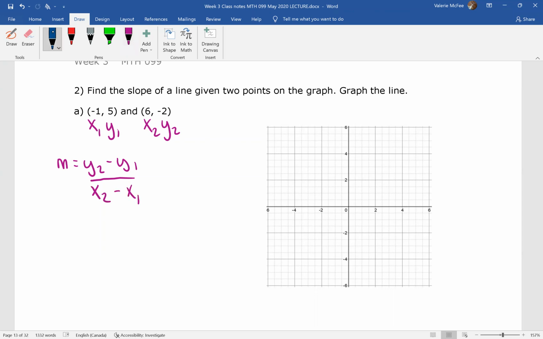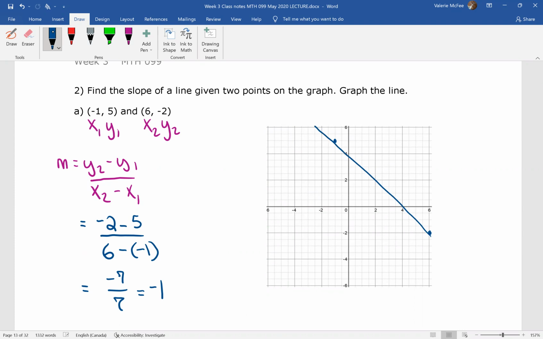Good. Now can you substitute in the values? Be careful when you're subtracting that negative 1. Here we see we have a slope of -1. So again, if we plot these ordered pairs and connect them, we should have a line going down to the right. We have ordered pairs at (-1, 5) and (6, -2). It is indeed a negative slope.